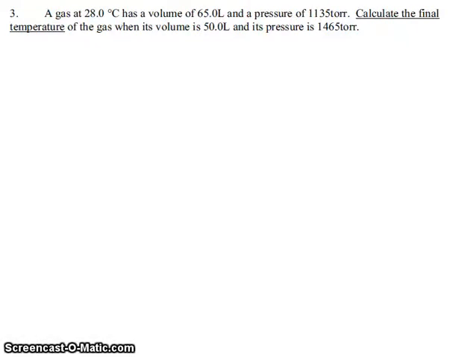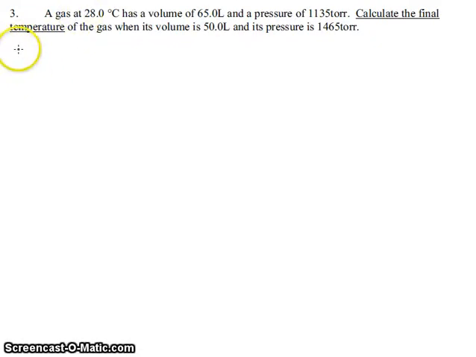Alright, here's another gas law type problem. We've got a gas at 28 degrees Celsius, has a volume of 65 liters and a pressure of 1135 torr. Calculate the final temperature of the gas when the volume is 50 liters and the pressure is 1465 torr. So let's figure out what this problem's given us and what we need to solve this problem.